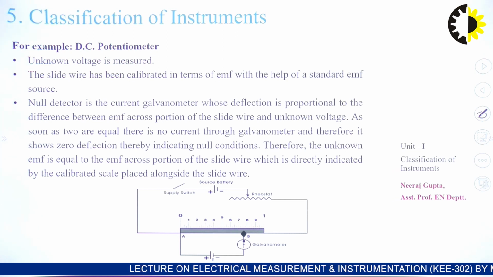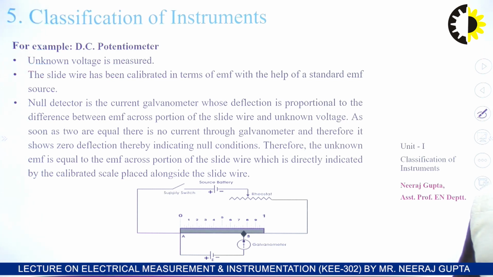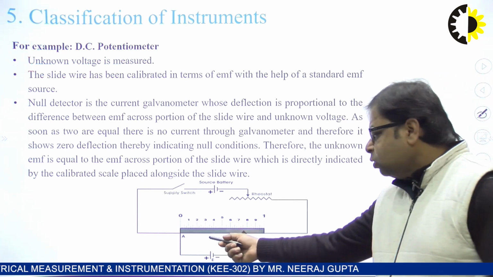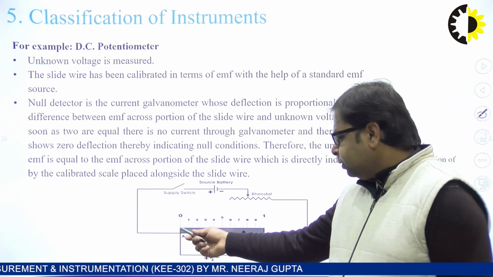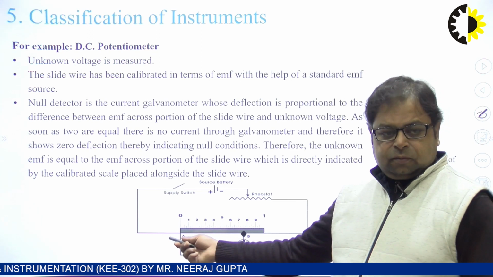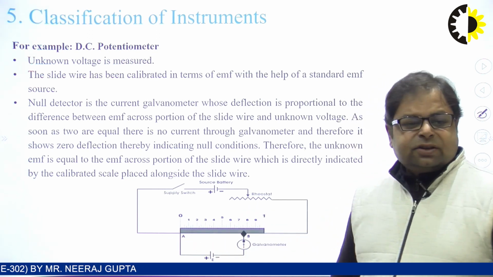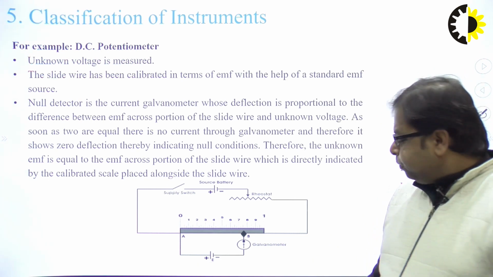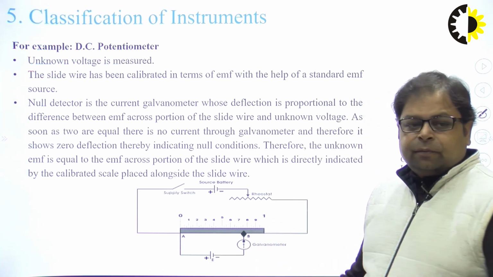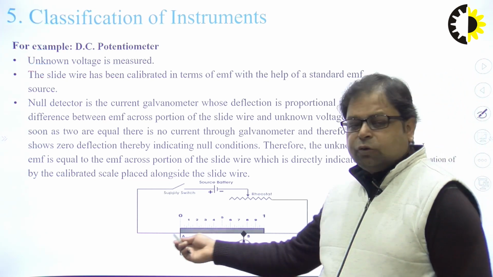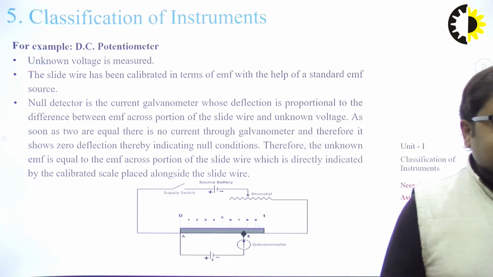Therefore, the unknown EMF is equal to the EMF across the portion of the slide wire, which is directly indicated by the calibrated scale placed alongside the wire. These are the markings on the scale of the wire. The resistance per unit length of this wire is known to us. So, if this is the length, multiplied by the per unit length value, we can find out the value of the resistance which is required.